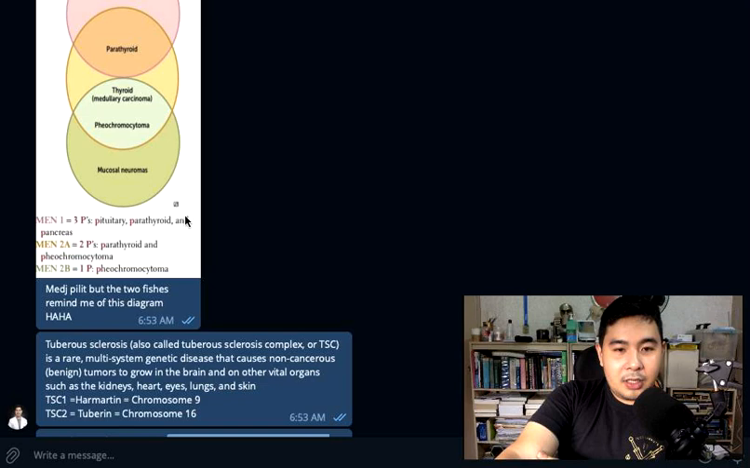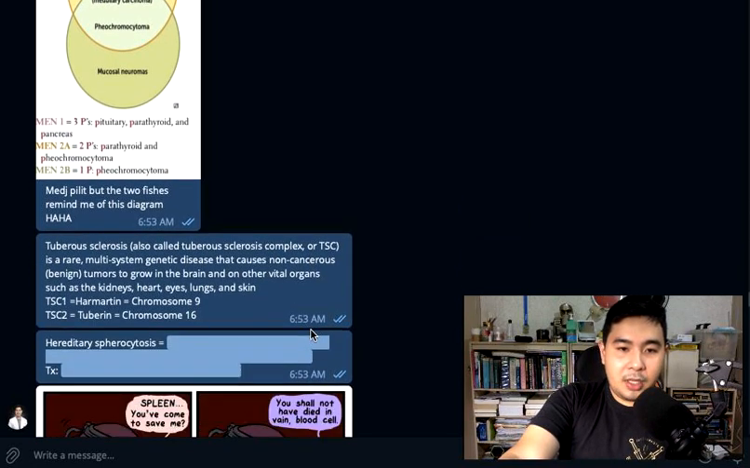It's a rare multi-system genetic disease that can cause non-cancerous or benign tumors to grow in the brain and other vital organs such as the kidneys, the heart, the eyes, lungs, and skin. The gene affected would be TSC1, which is hamartin, found in chromosome 9, and TSC2, tuberin, easy to remember, 2 tuberin, chromosome 16. A more high yield disorder would be hereditary spherocytosis.